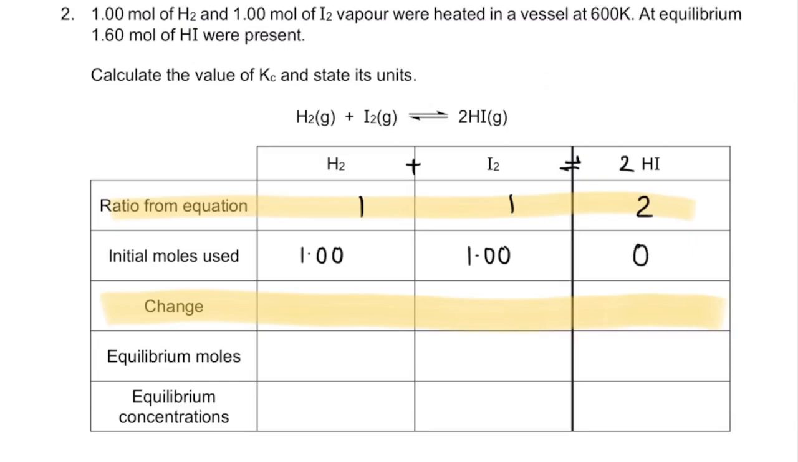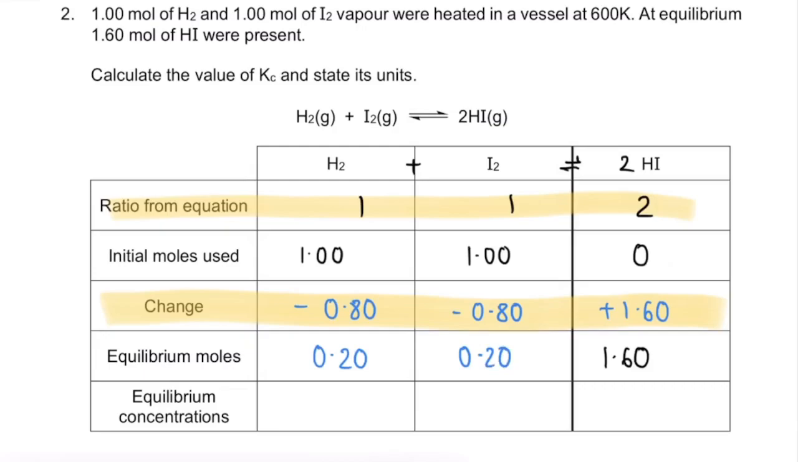with no products. And at equilibrium, it's telling us that there's 1.60 moles of product made. So you can see that this has gone up by 1.6. Now remember that these two lines, ratio and change, are in the same proportion, so 1 to 1 to 2 is the same as something to 1.6. So if 1.6 represents 2, then 1 would be 0.8. And also remember that reactants go down and products go up. So we get 0.2, 0.2 and 1.6.